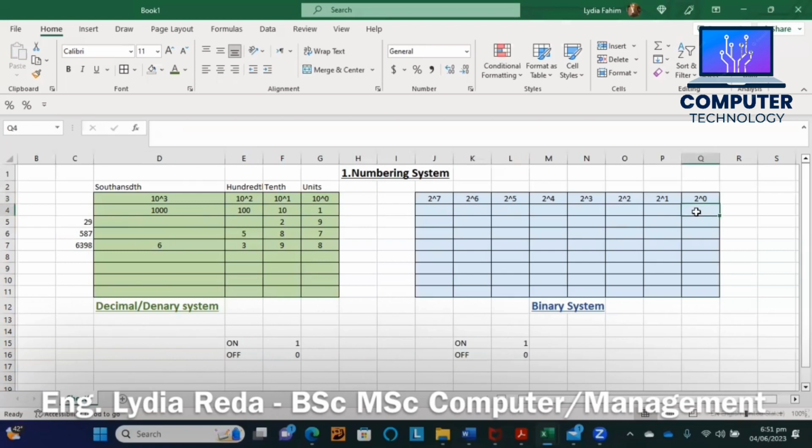2 to the power 0 is 1. We have to always remember that anything to the power 0 is 1. 1,000 to the power 0 is 1. Don't get confused. 2 to the power 1 is 2. 2 to the power 2 is 4. 2 to the power 3 is 8. 16, 32, 64, and finally 128.